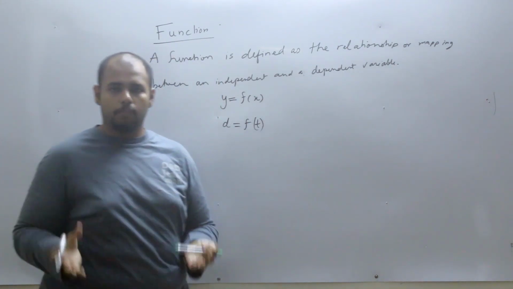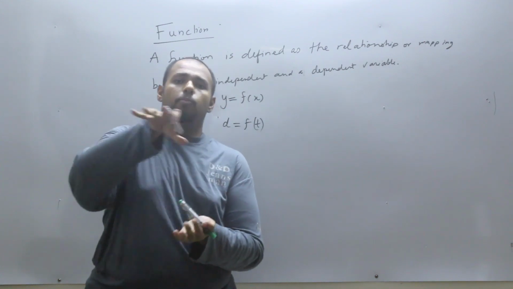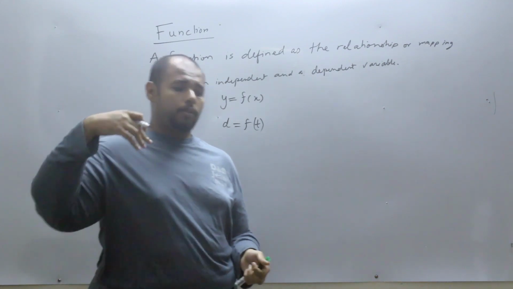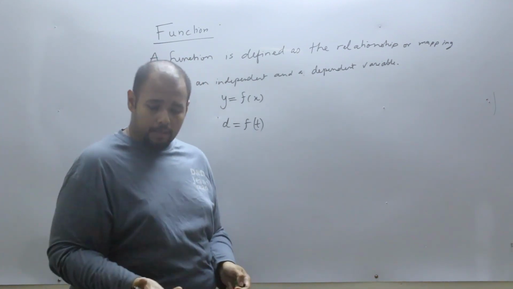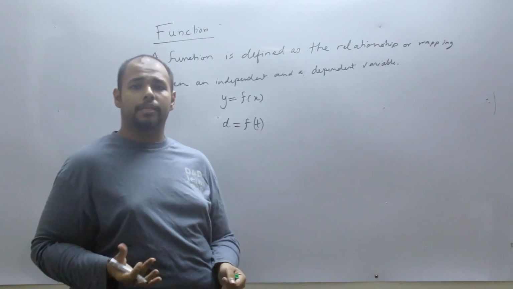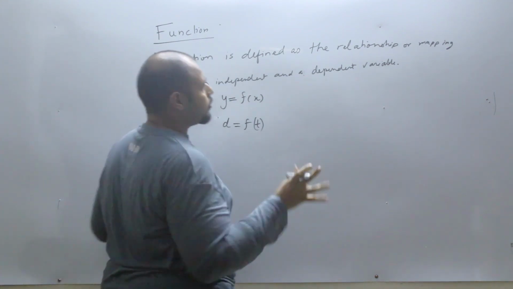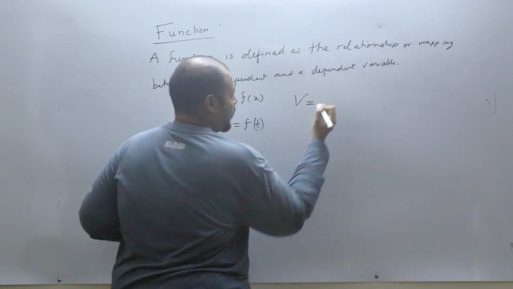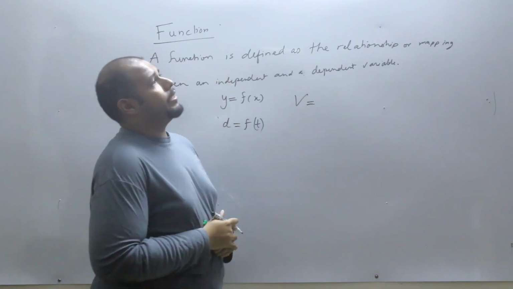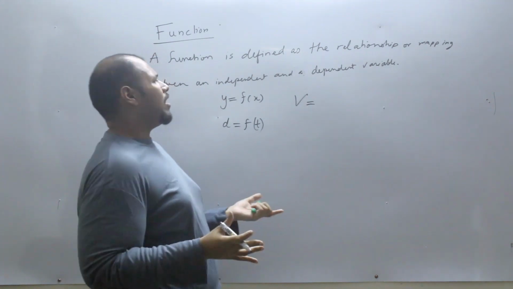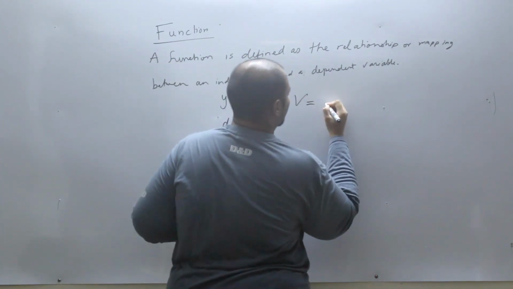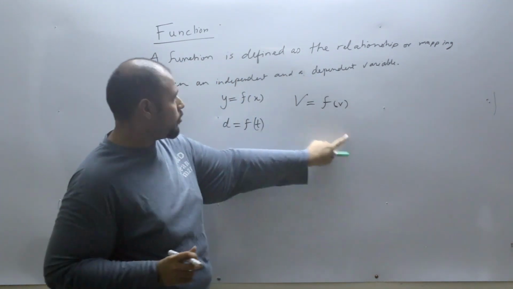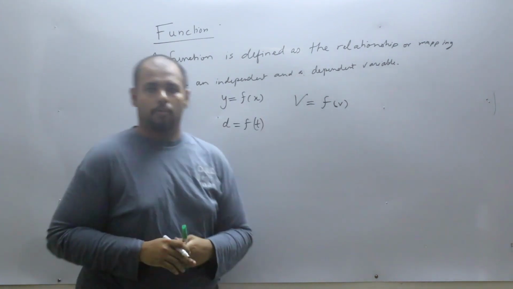You can give many other examples. Suppose you consider a liquid poured from a bucket. The amount of liquid that is falling from your bucket is also one kind of function. Suppose the liquid contained in your bucket has volume V, and the amount that is falling out is small v. So you can say v equals f of V. The small v is the amount of liquid that is pouring out, and V is the main volume.